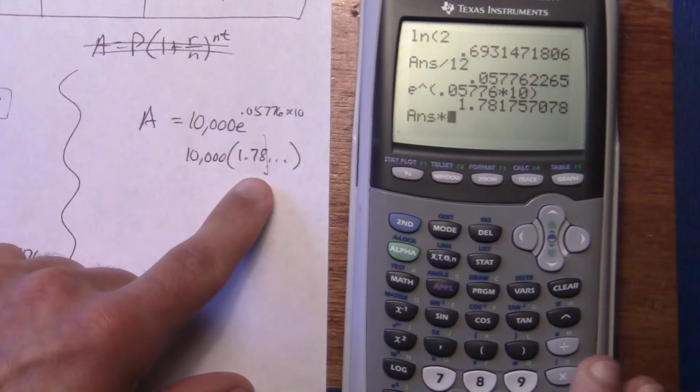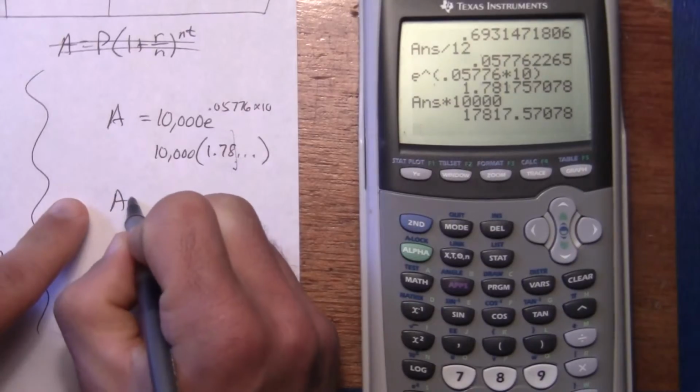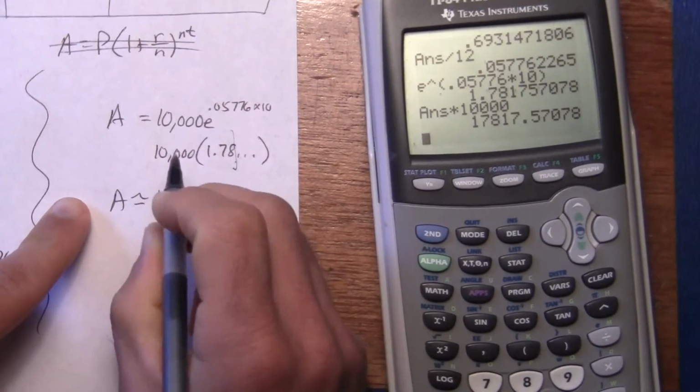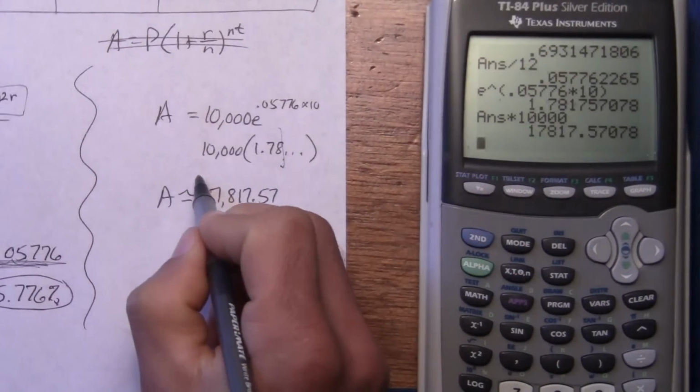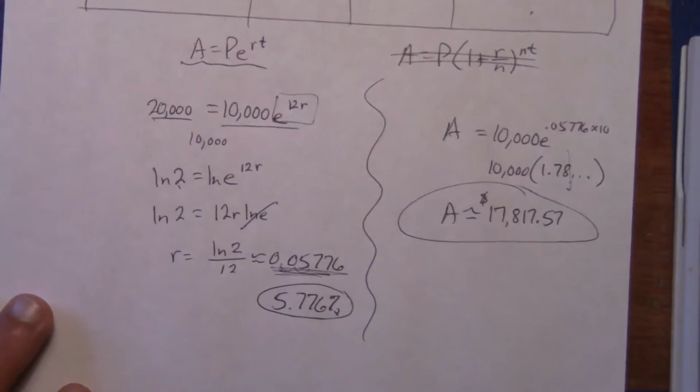And then, of course, I'm going to multiply by 10,000, hit enter, and the amount of money that I'll have left after 10 years will be $17,817, and this is money, so 2 decimal places would make sense, and 57 cents. And there is your answer.